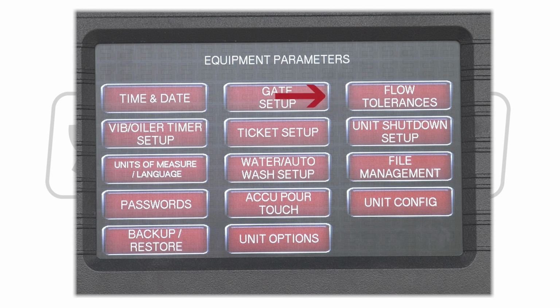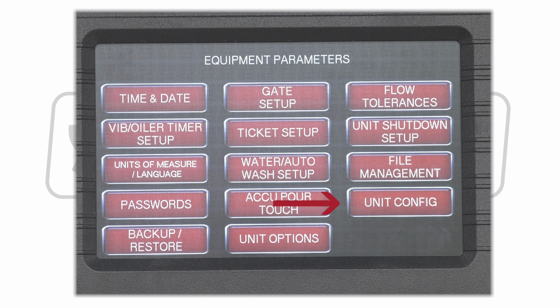Flow tolerances is how the system monitors the component flow rates during a pour. The unit will automatically shut down if it falls outside the preset range if it is turned on. File management is where you will be able to save all your files to an external drive through the USB port on the side of the control panel. The saved files like calibrations, mix designs, and equipment parameters can be reinstalled if files were lost on the computer.